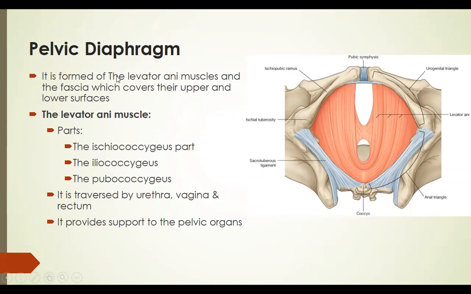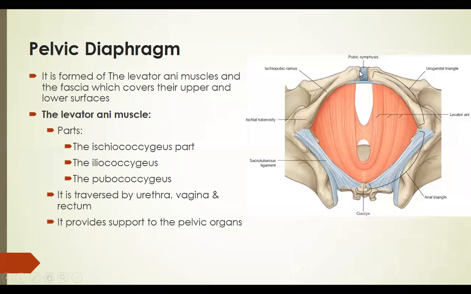The pelvic diaphragm is formed of the levator ani muscle and the fascia which cover the upper and lower surface. The levator ani muscle has three parts. One is called the ischiococcygeus. Ischium is here and the coccyx is here, so the muscle fibers coming from the ischium to the coccyx are called ischiococcygeus. Then we have the iliococcygeus. Here is the ilium part, fibers coming from there, that is called the iliococcygeus.